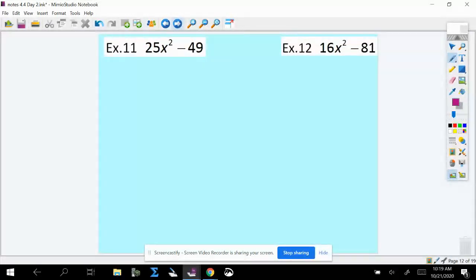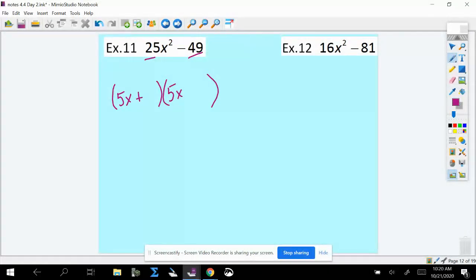So here we go. You'll notice, again, two terms. You'll notice a subtraction between those two terms. Everything here is a perfect square, the numbers and the variables. So when you factor it, you're going to take the square root of 25, that is 5, so you're going to put a 5 here and a 5 here. Square root the x squared, so you're going to get an x here and an x here.